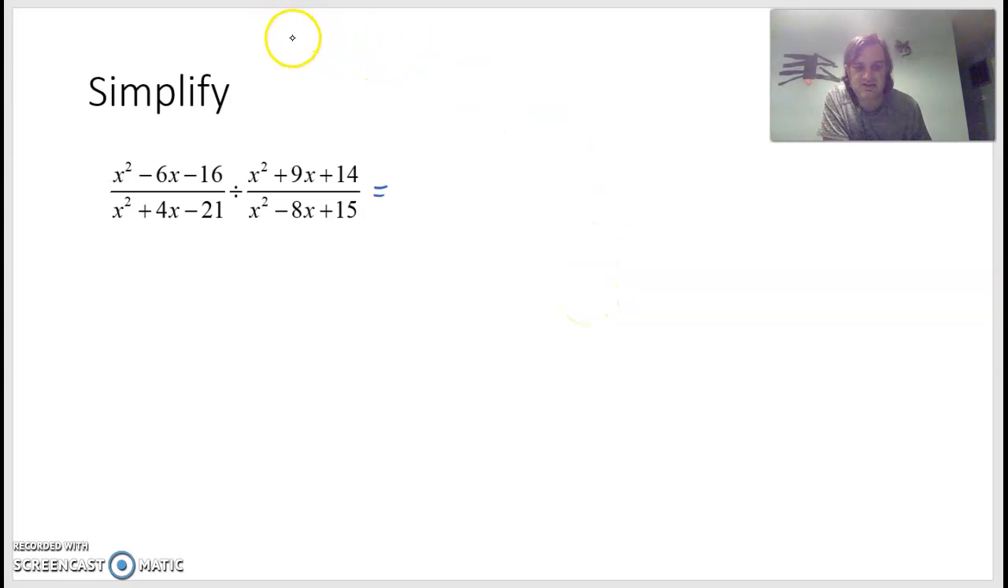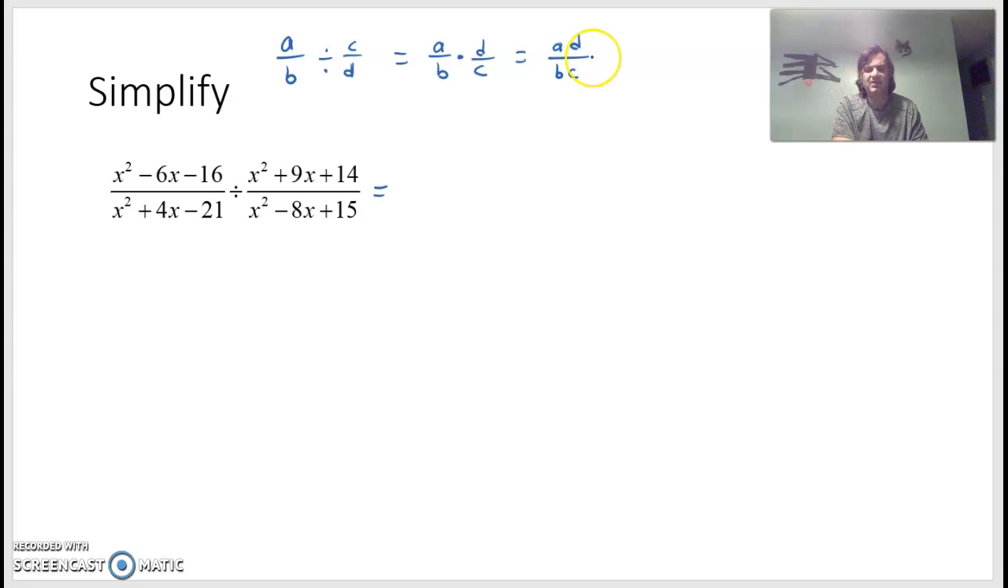Just as a reminder, when we divide fractions such as a over b divided by c over d, most people remember keep, change, flip, where we keep the first fraction, a over b. We change the division to multiplication and we flip, or take the reciprocal of, the divisor. So that becomes d over c. So this usually becomes ad over bc.